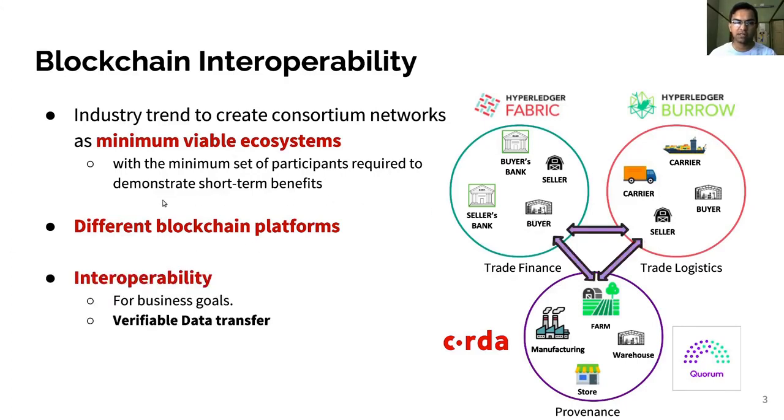But there is a need for interoperation between these networks to achieve several business goals. And by interoperation, it can be in the form of asset transfer or asset exchange. But in this work, we are particularly focused on verifiable data transfer from one blockchain network to another permissioned network.